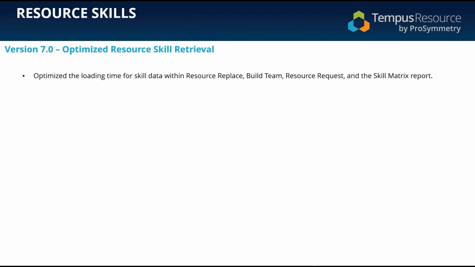Okay, and additionally, on those same screens, the build team screen, resource replace, and resource request screens, we have also optimized the loading performance when it comes to retrieving some of the skills information. So in all three of those views, users do have the capability to add in their skills information based off the skills matrix. So you can bring that information in, and we've just improved upon the performance of bringing that information into those views. Additionally, we've also had some updates to help the performance on the skills matrix report side of things as well.